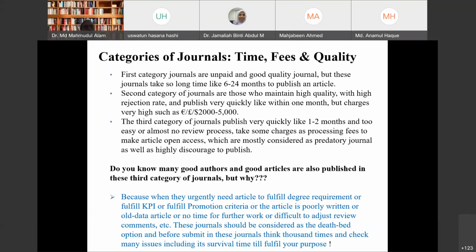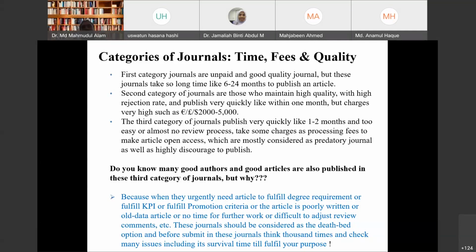So this is another thing, very creepy, we need to know. I just wrote it last night. So, categories of journals: time, fees, and quality. I categorize journals into three categories. The first category of journals is unpaid and good quality journals.